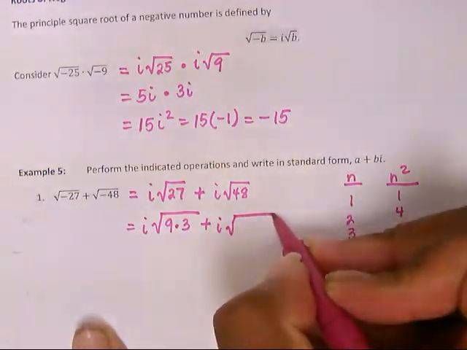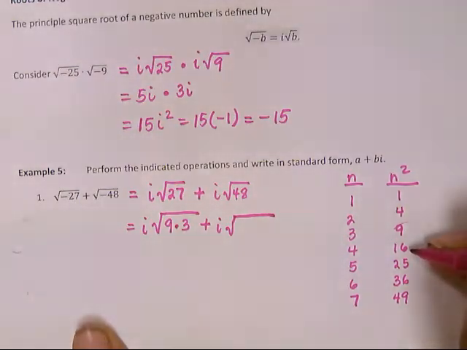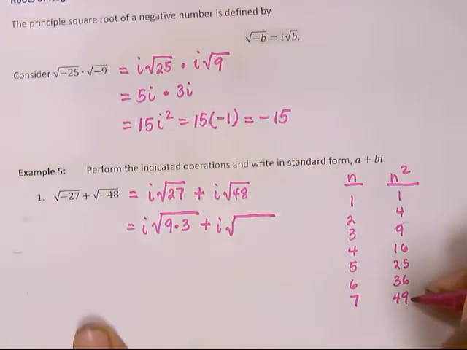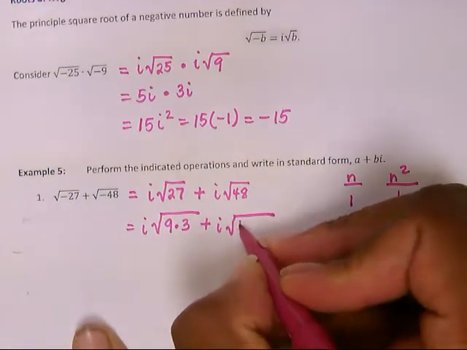And then for the square root of 48, I need the largest perfect square that can go into 48 evenly. It has to be 16. Because I know 49 would be too much. 36 can't go into 48 evenly. 25 can't go into 48 evenly. But 16 can go into 48 evenly 3 times.